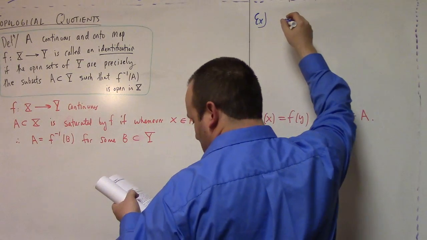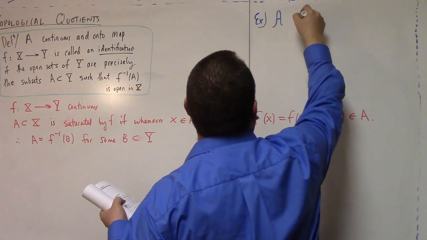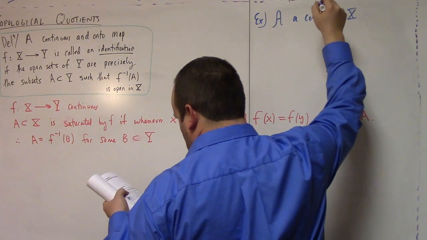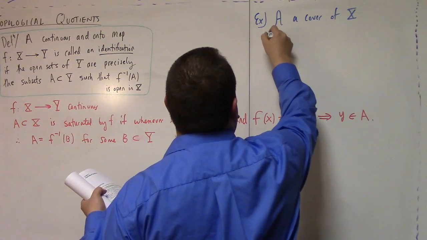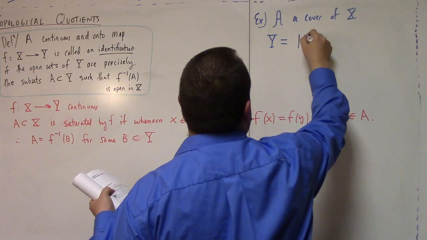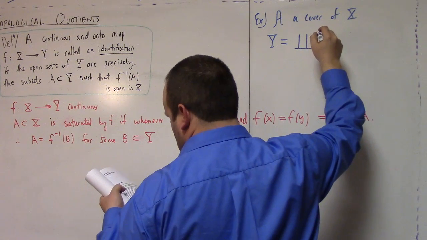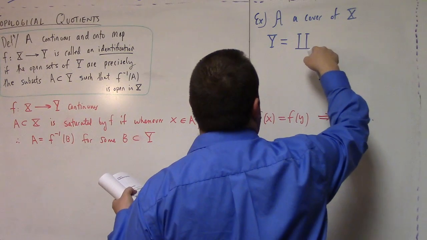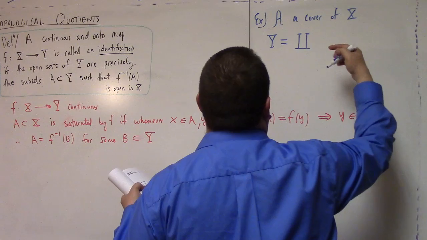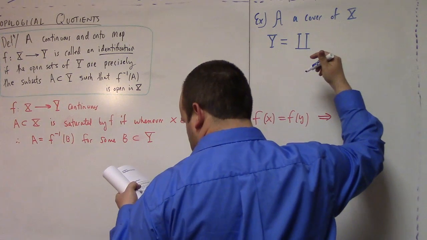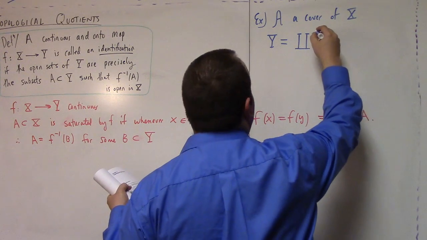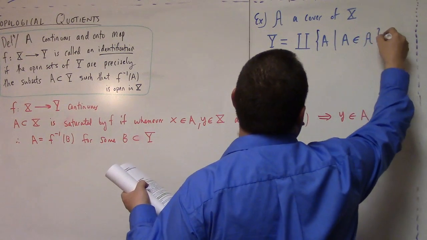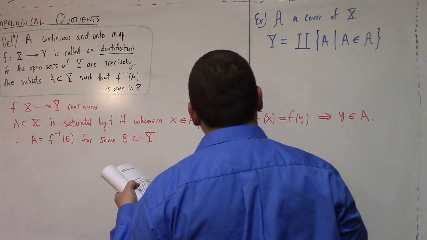Example. Let A be a cover of X, and consider the disjoint union Y. His symbol for disjoint union is like a union but with a square shape. The disjoint union of the sets A such that A is an element of the cover.